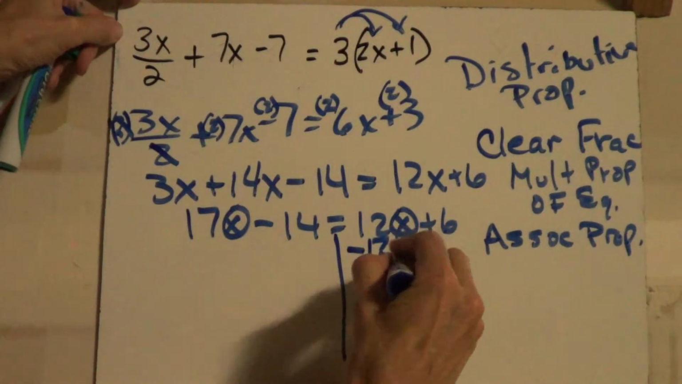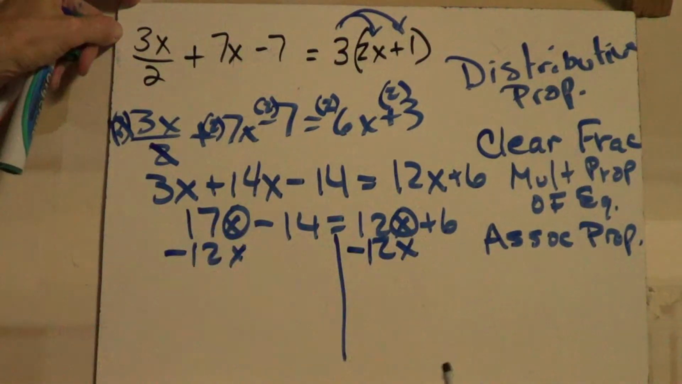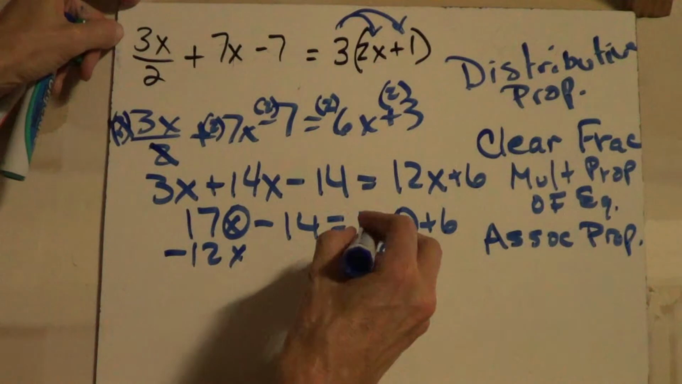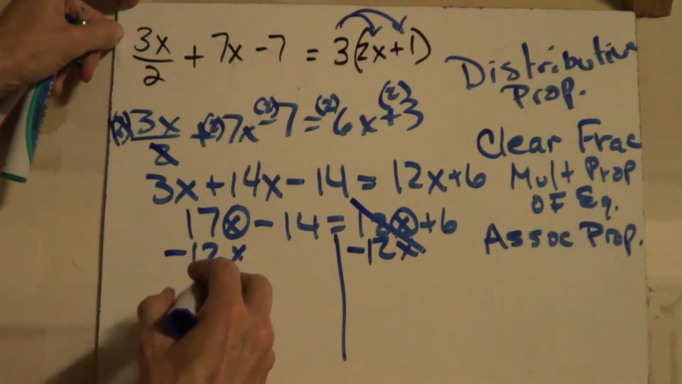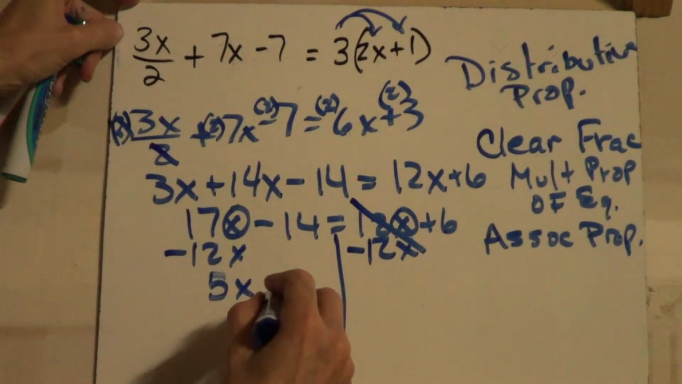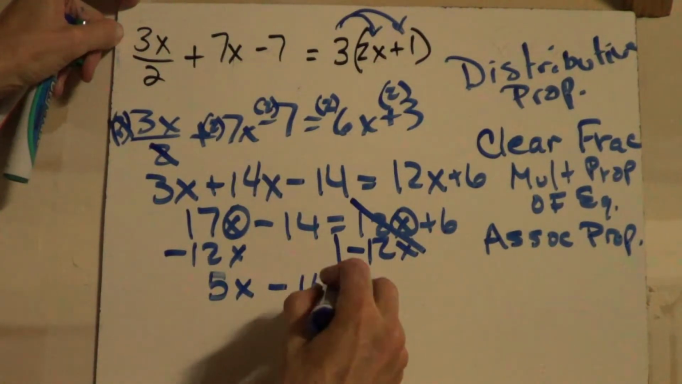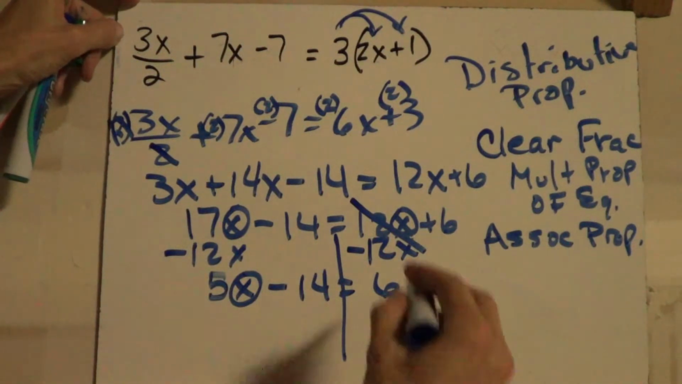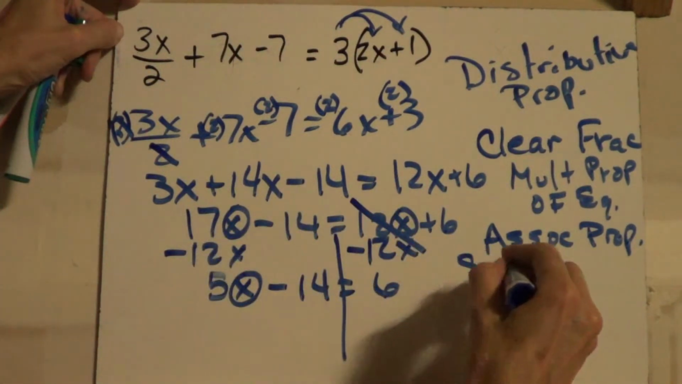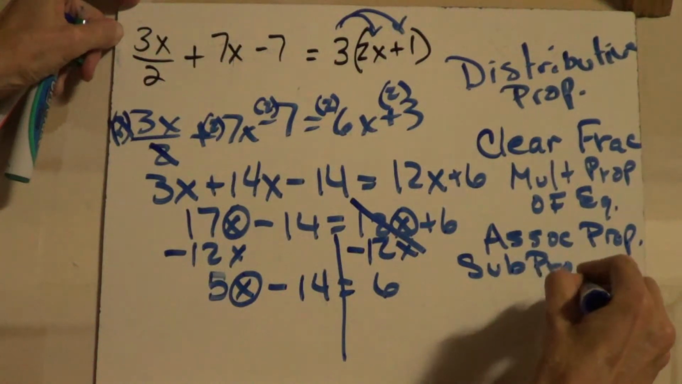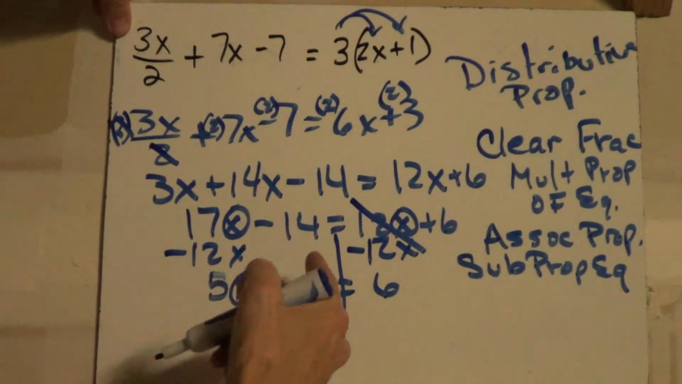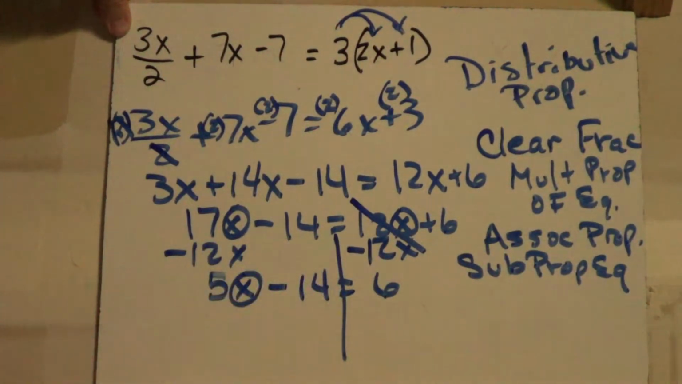So we subtract 12x, subtract 12x. I always have a tendency to bring it to the left because I don't make as many errors that way, and I suggest you do too because it makes inequalities easier. So that wipes out and we get 5x minus 14 equals 6. Now we're just like before. This was subtraction property of equality. When we subtracted the 12x from each side, we're still keeping our equation balanced on this teeter-totter.